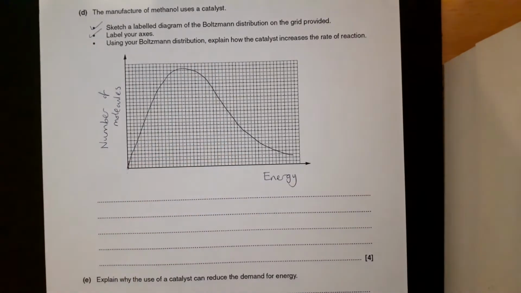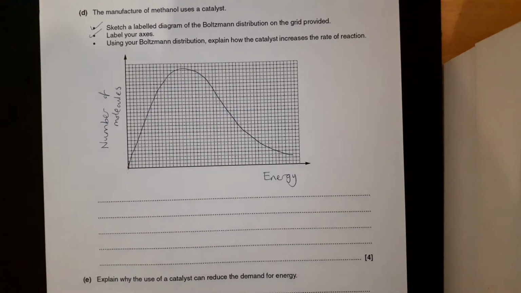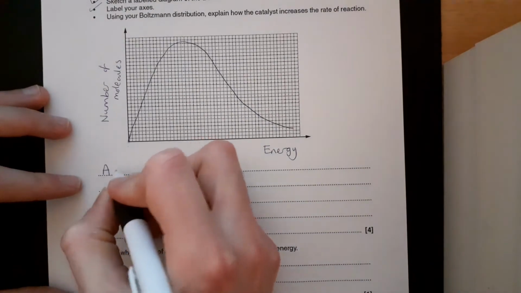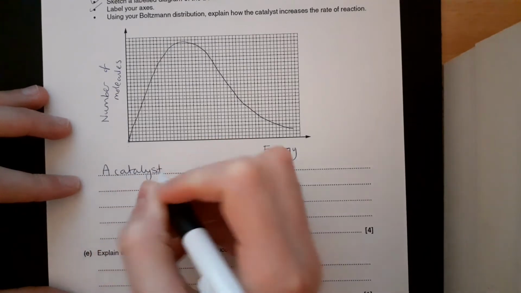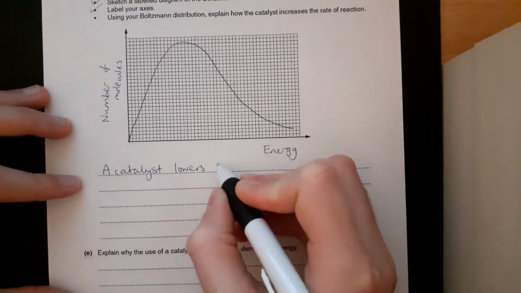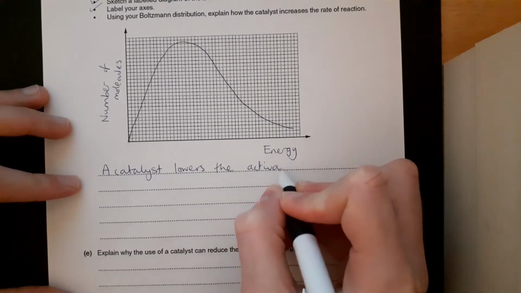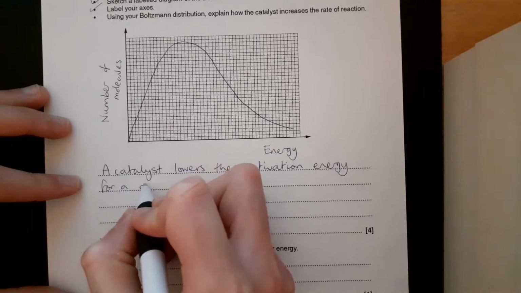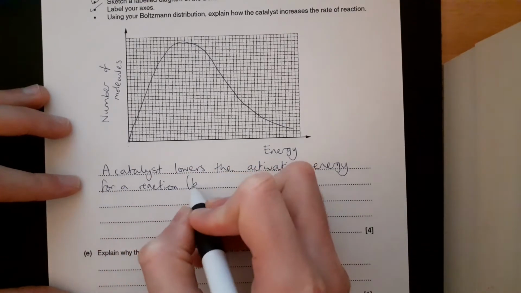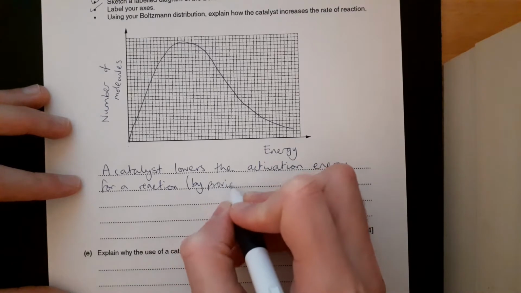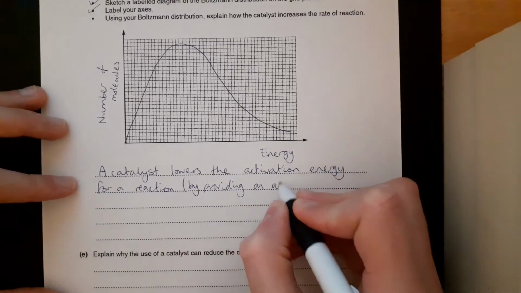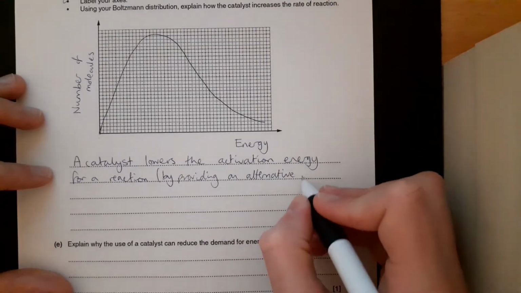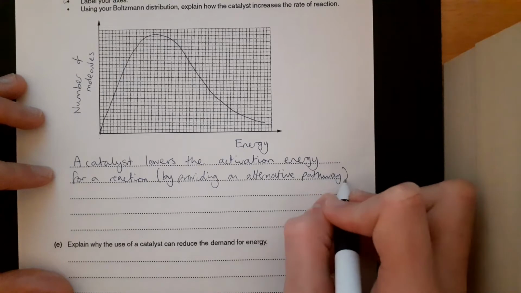And then we need to use our Boltzmann distribution to explain how a catalyst increases the rate of reaction. Okay, so we know what a catalyst does. Let's write this here. So a catalyst lowers the activation energy for a reaction. And we could say by providing an alternative pathway, but you probably wouldn't need to write that here. It's not really relevant to the question. That would be a separate question, really. But we might as well put it in here. It's not going to do any harm.